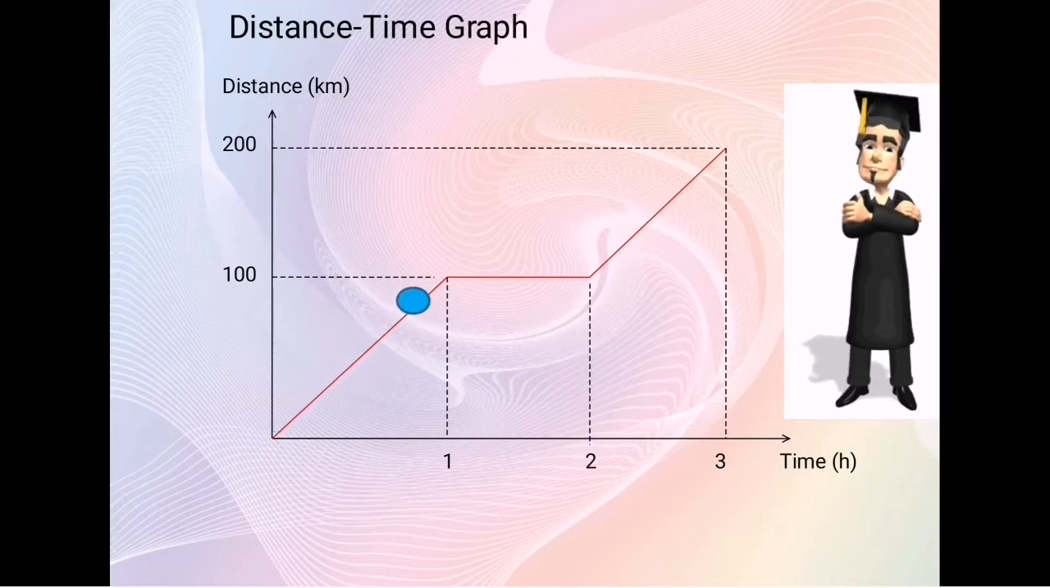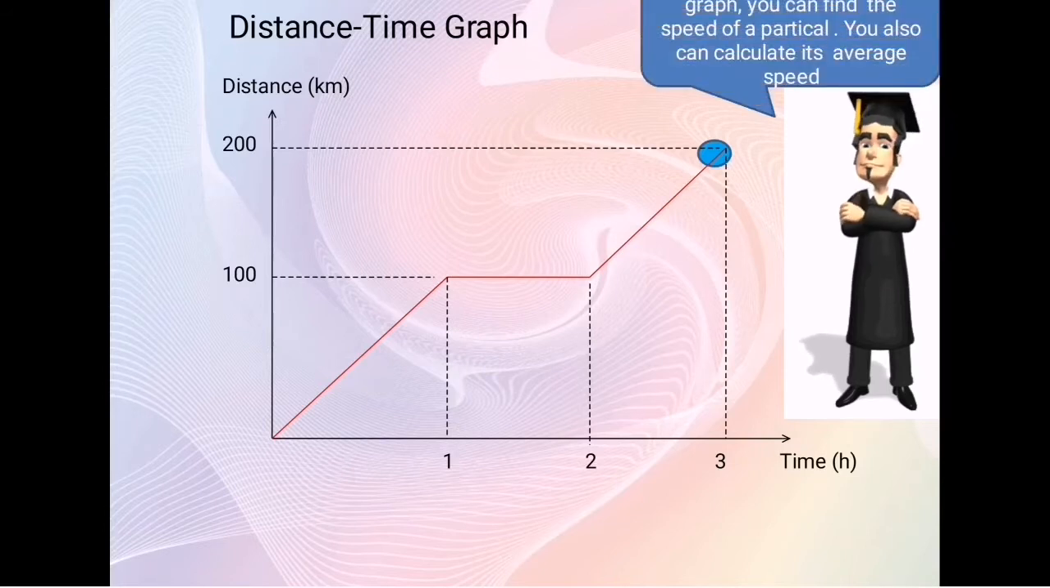When a particle is moving until 100 kilometers in 1 hour, then it stops a while around 1 hour and continues moving until it reaches 200 km at 3 hours. Based on the distance time graph, you can find the speed of a particle. You can also calculate its average speed.